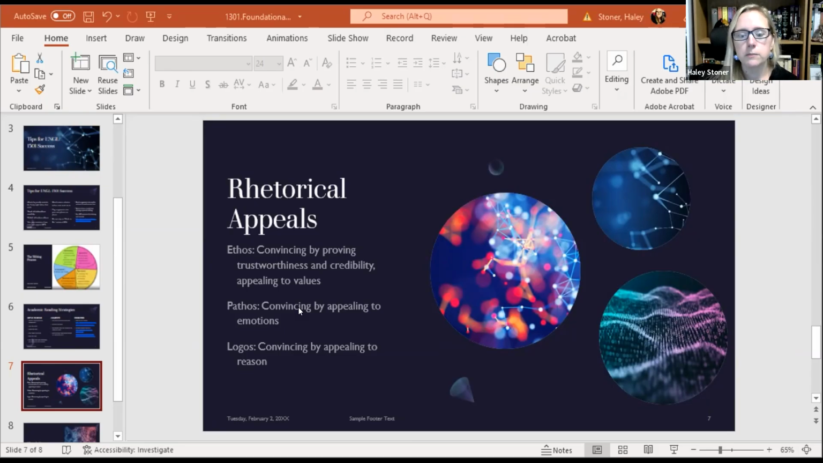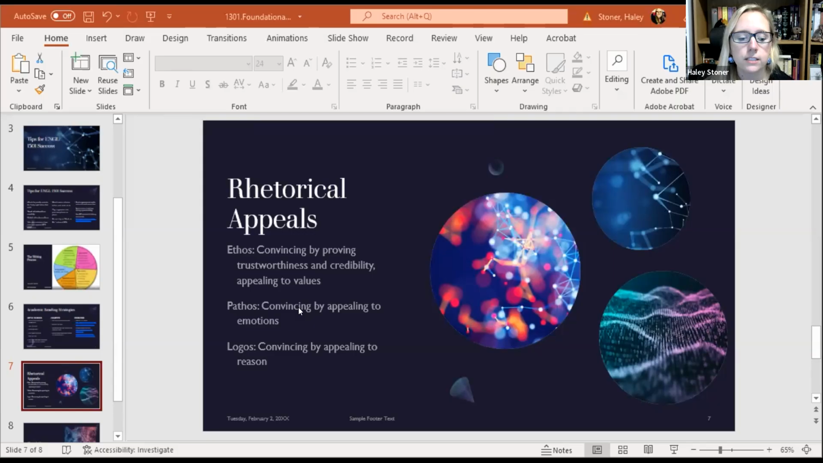Logos is trying to convince by appealing to reason and logic. So logos is going to be something that we use when we use studies that have been done, facts and statistics, percentages, examples, and logical reasons. For example, if I was to say, if you donate to this foundation, 100% of your donation goes to creating a certain number of meals for the children in our area, that would be a use of logos.